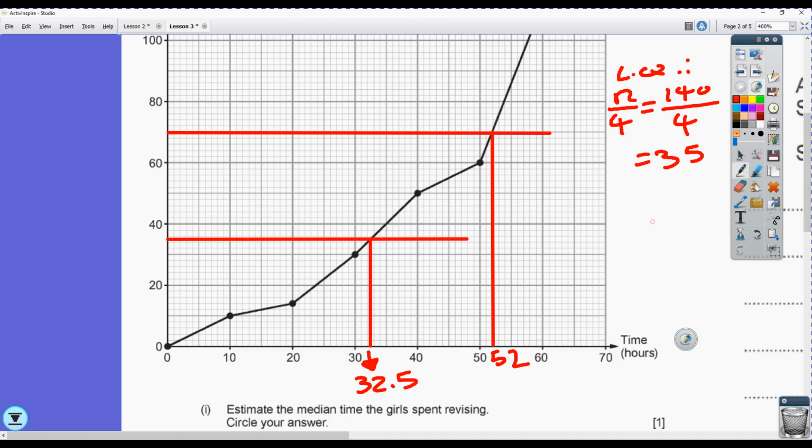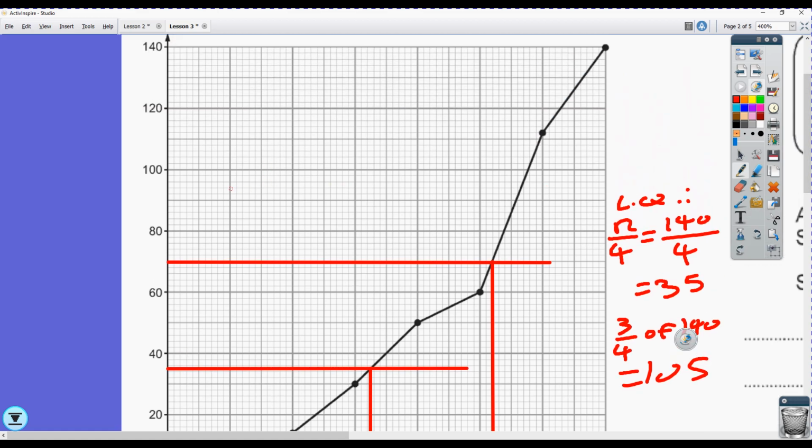Upper quartile, I need to go up 3/4 of the way. So 3/4 of n, 3/4 of the total frequency, 3/4 of 140. So 1/4 of 140 is 35, so that makes 3/4 105. 35 times 3, 105. So we need to go up to 105 on cumulative frequency.